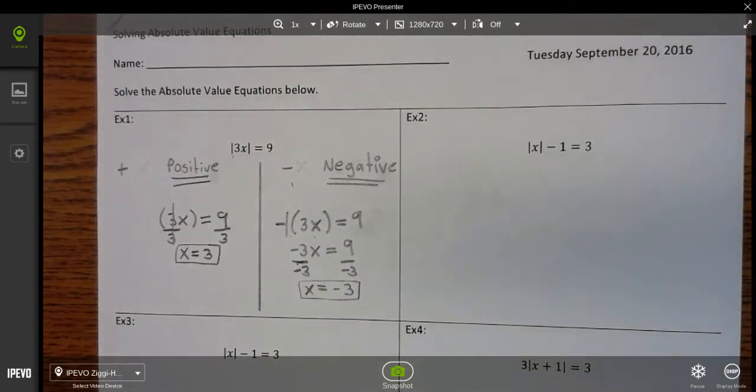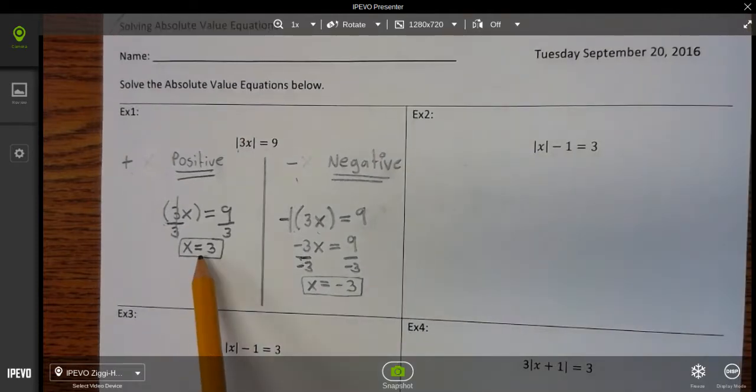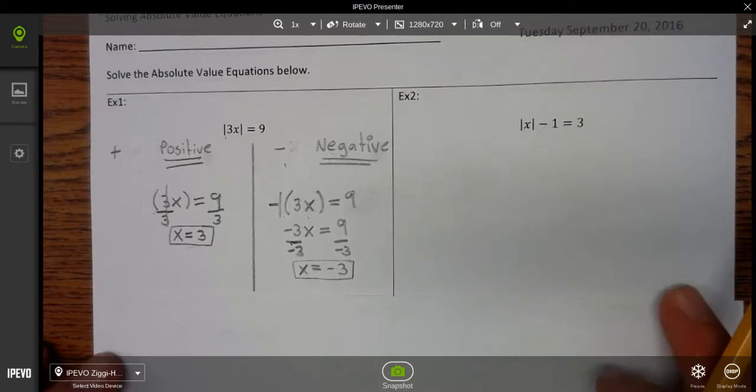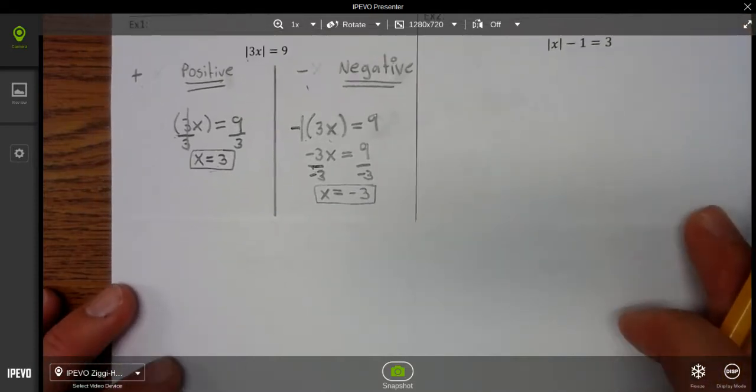I'm only going to do this for this example, but I'm going to show you how to check and verify that, by applying the definition, it works for both solutions. I'm going to get a separate sheet of paper and do the check here.